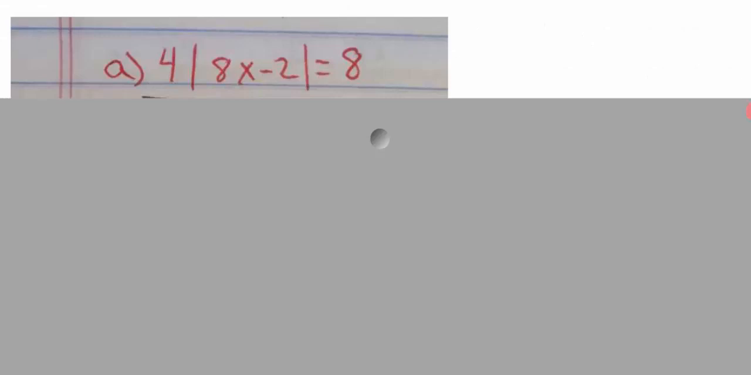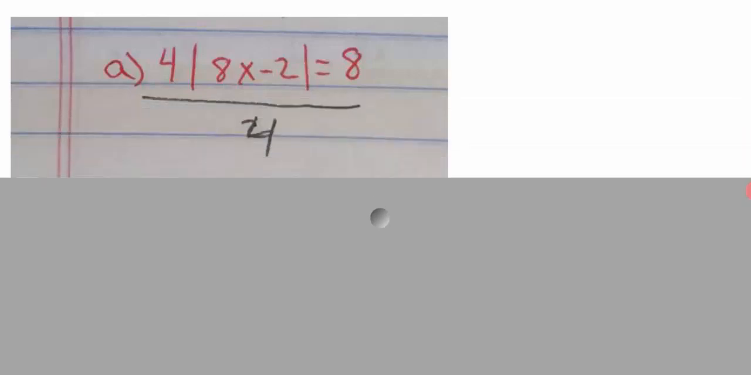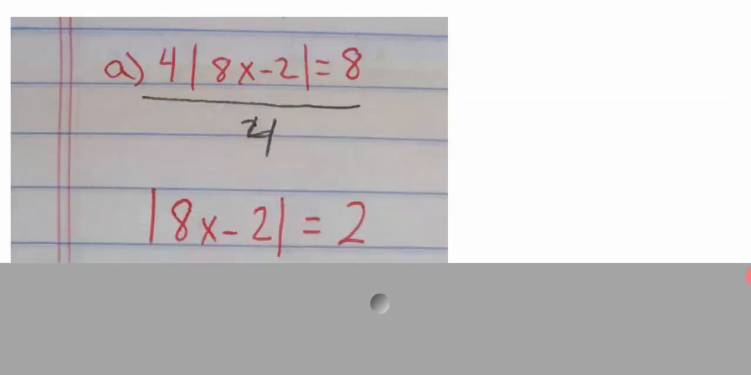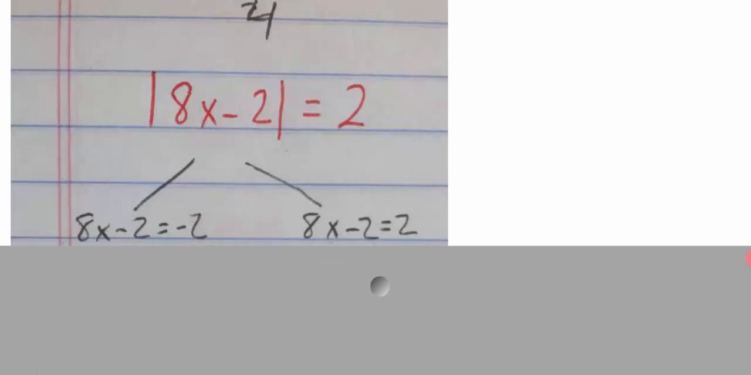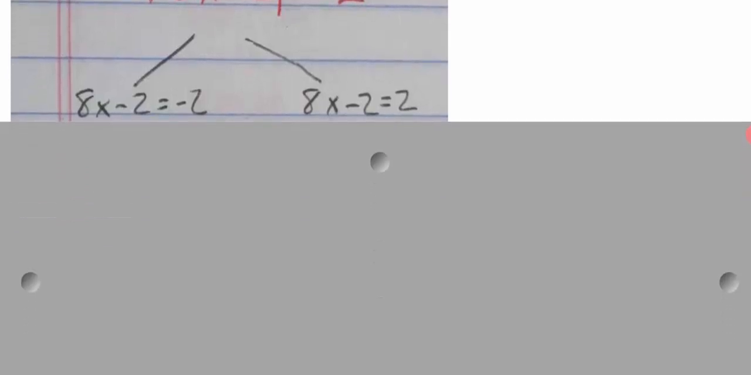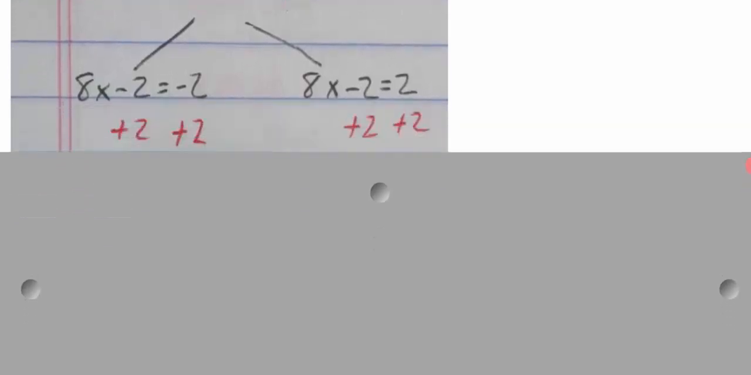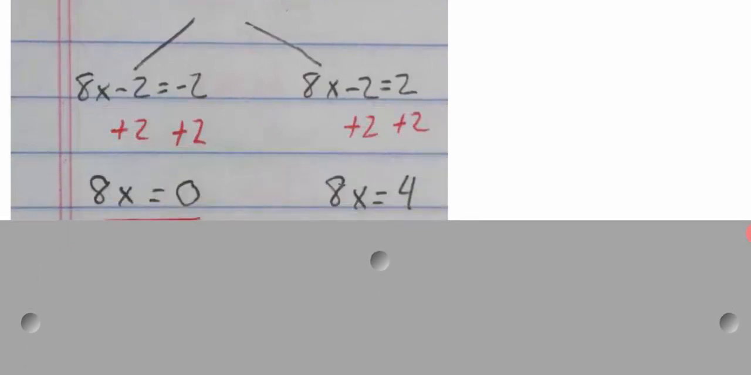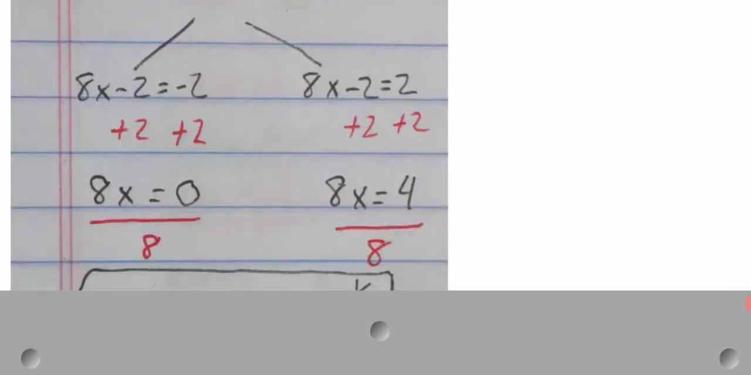All right, so for our first example, if we're going to solve an absolute value equation, we need to get the absolute value by itself. So step 1, divide everything by 4. And then we are left with this. Now that the absolute value is by itself, we can break it apart into our 2 equations. You might have been taught a different way, like putting a plus and minus in front of the 2, whatever, it's fine. Now we just have to solve both of these equations for x. We're going to start off by adding 2 to both sides, and then we're going to divide everything by 8.